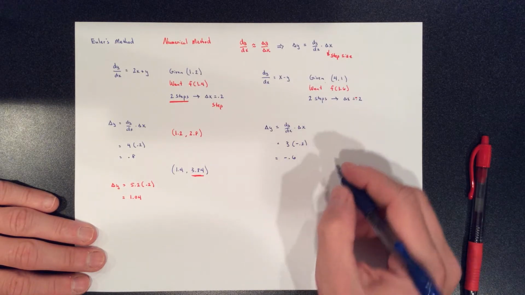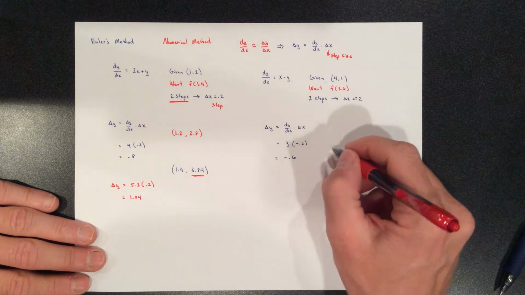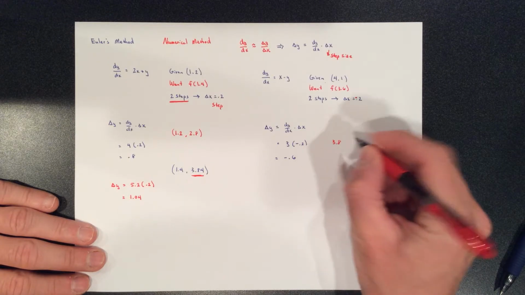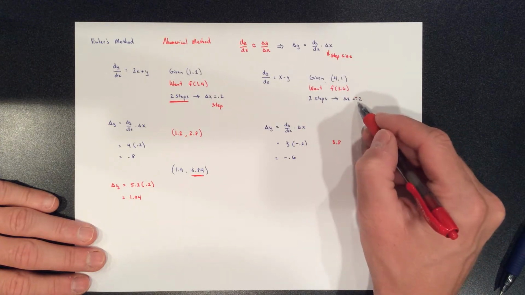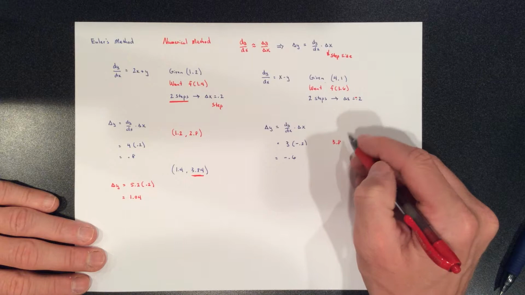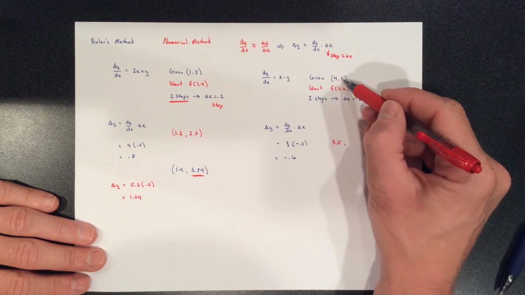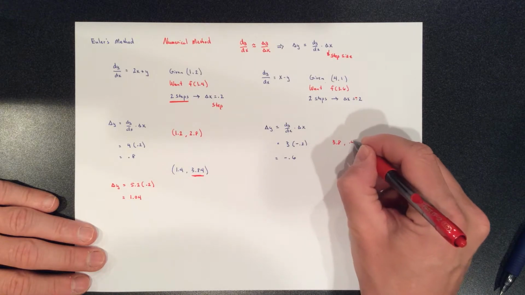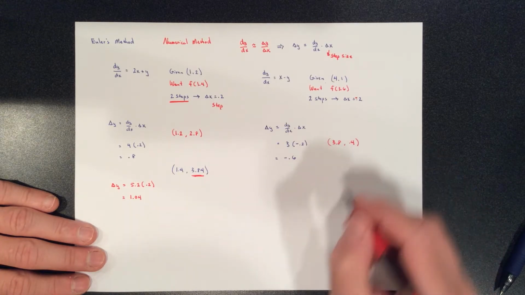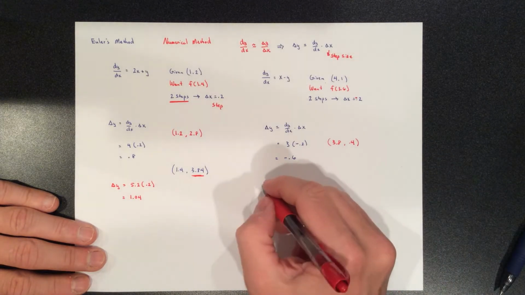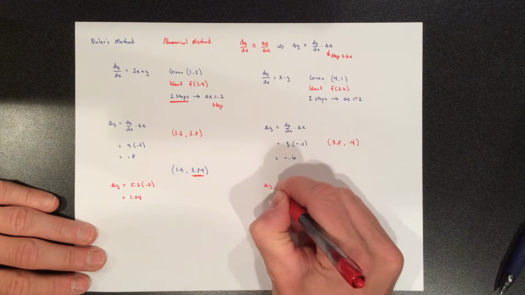But then I get a new point. My new point is going to be 3.8. Again, I started at 4, and I went delta x of negative 0.2, so I went to the left. And then my delta y is negative 0.6. I started at 1, and now I'm going to be at 0.4. That's my new point. And then I do the whole iteration again. I find the new delta y.